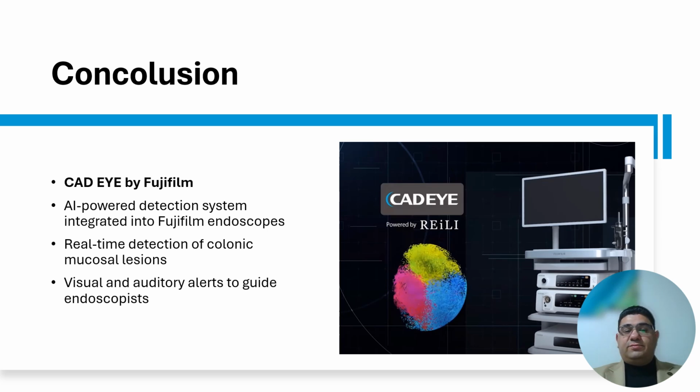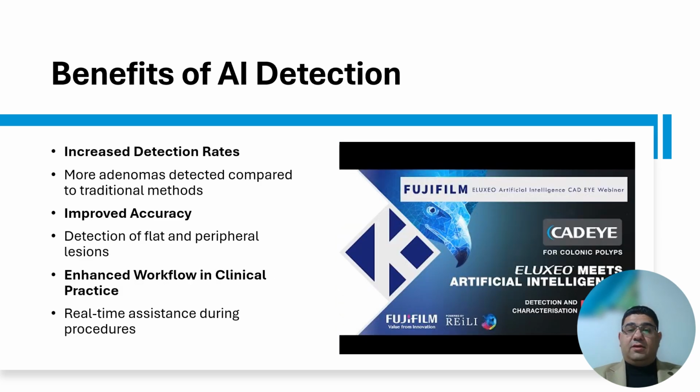In conclusion, CAD EYE by Fujifilm is an AI-powered detection system, artificial intelligence detection system, integrated into the Fujifilm endoscope, with real-time detection of colonic mucosal lesions and visual and auditory alerts to guide the endoscopist. Benefits of AI detection: increased detection rate, more adenoma detection compared to the traditional method, detection of flat and peripheral lesions, enhanced workflow in clinical practice, and a real-time assistant during the procedure.